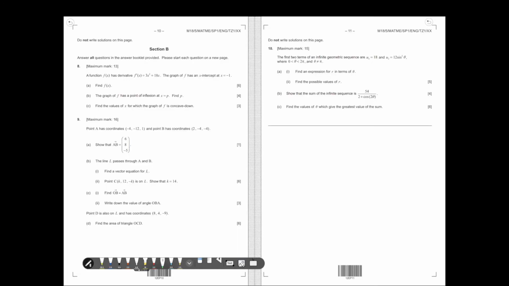So now we get to section B. The first question is question 8. A function f has a derivative f prime x that is equal to 3x squared plus 18x. The graph of f has an x-intercept at x is equal to -1. Now we have to find f(x). So how can we find that?